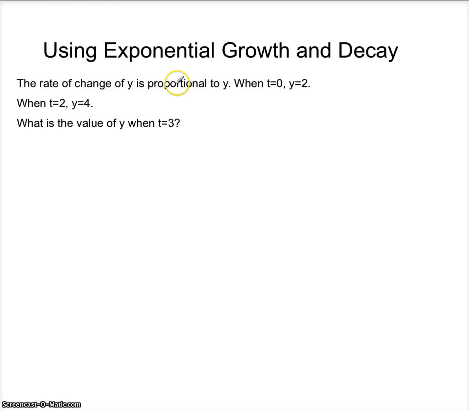Suppose I tell you that the rate of change of y is proportional to y. So you know immediately you can write the equation y equals c e to the kt. When t is 0, y is 2. So I'm going to put my points over here. 0, 2. When t is 2, y is 4. All right. What is the value of y when t is 3? So I want y when t is 3.